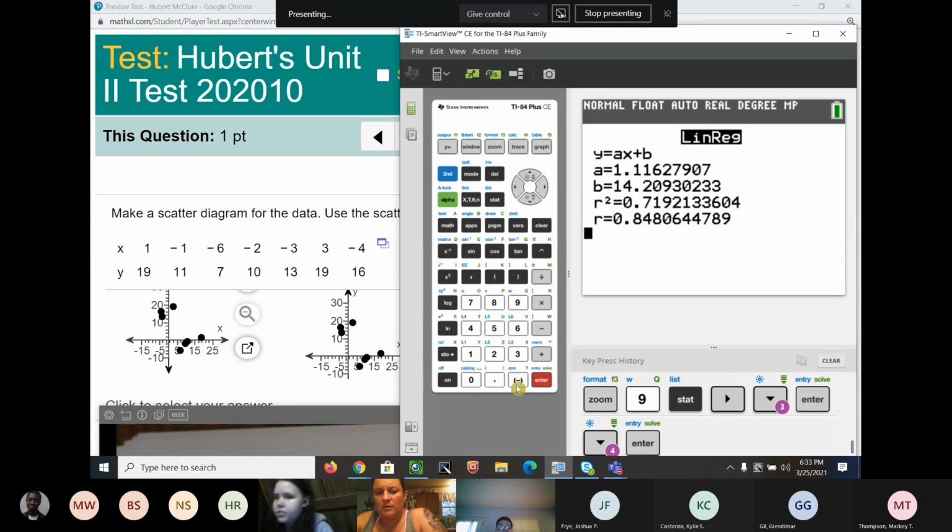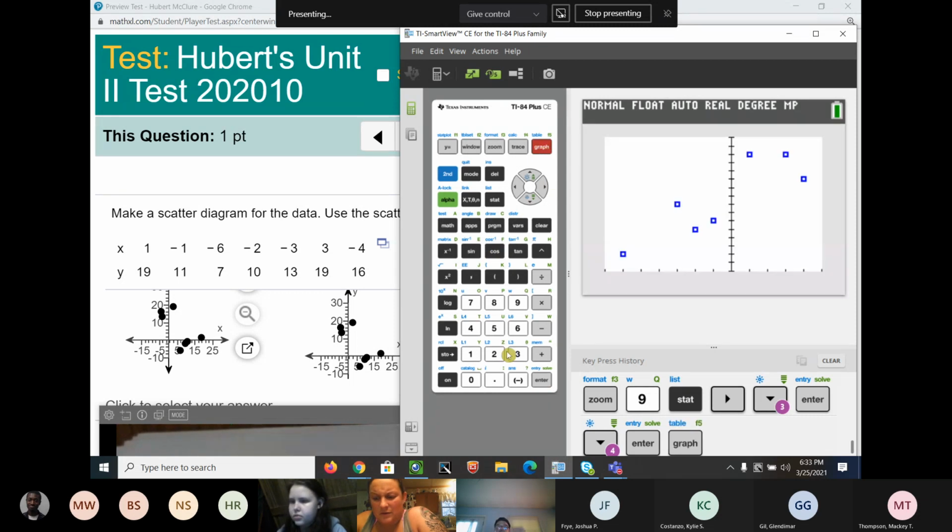Make sure, Miss Kidd, you hit this negative right here. You can't use this negative right here. No, I got the points wrong or something. I'm trying to go back and look at them. Does negative 1 look like mine? Negative 6, negative 2, negative 3, 3, negative 4. 19, 11, 7, 10, 13, 19, 16. Yeah. Okay, now hit graph.